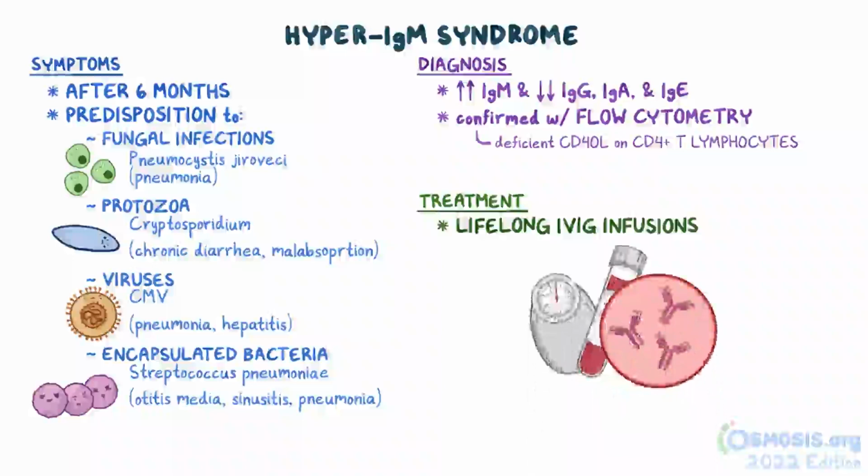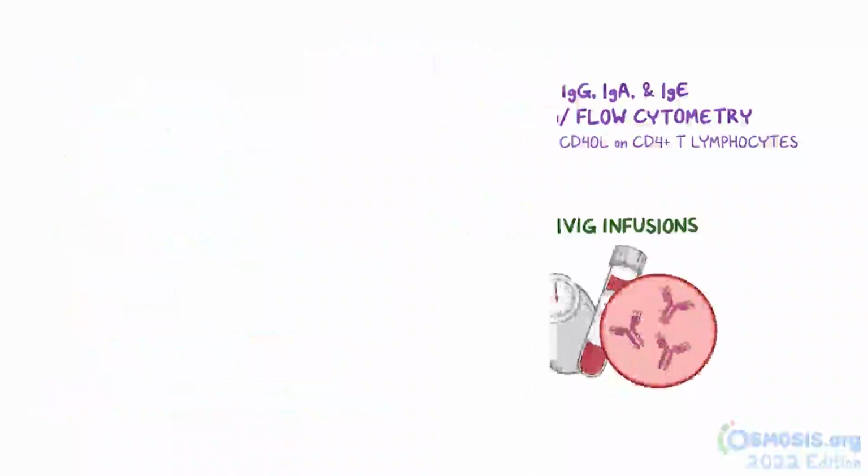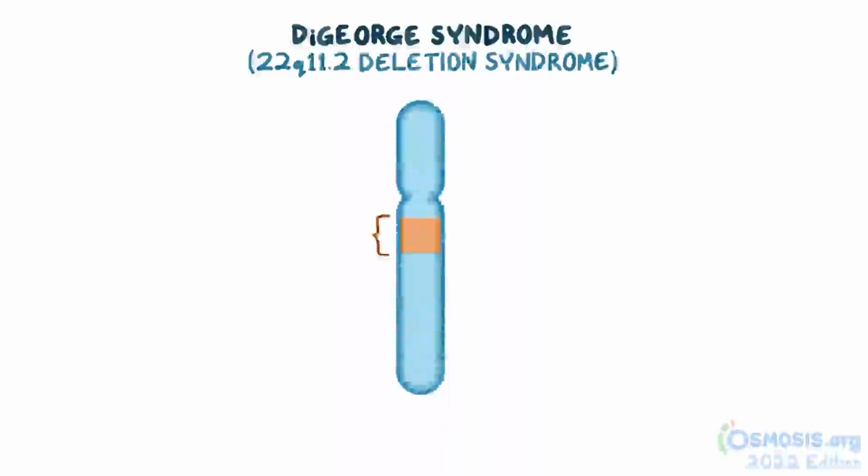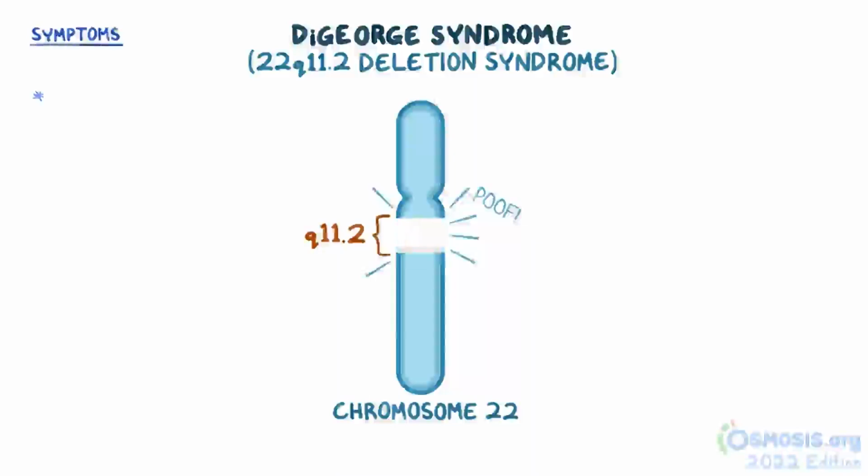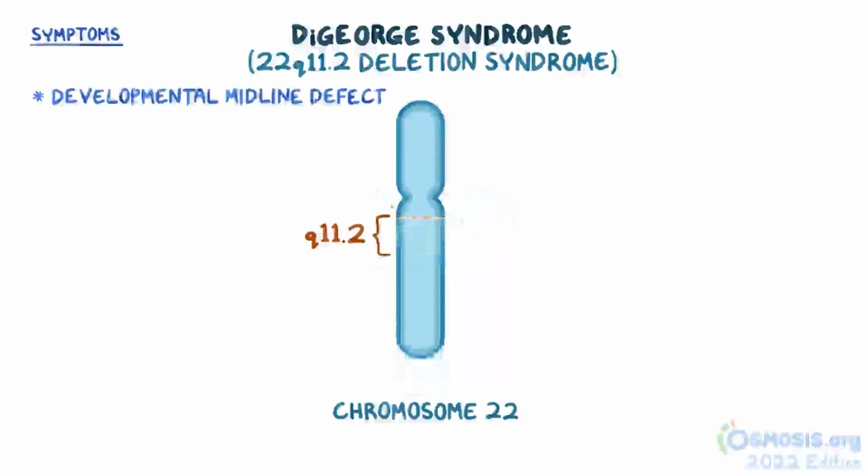Okay, next are T cell deficiencies. The main one is DiGeorge syndrome, or 22q11.2 deletion syndrome. This is a genetic condition where the q11.2 portion of DNA on chromosome 22 is deleted, which can cause developmental midline defects.